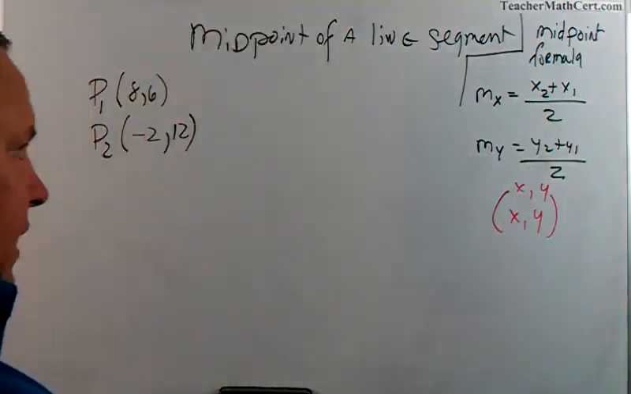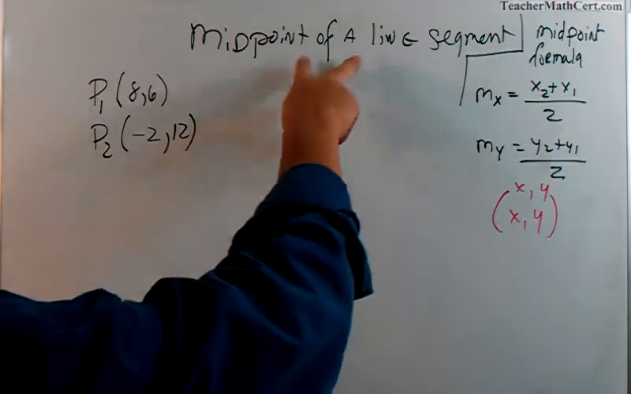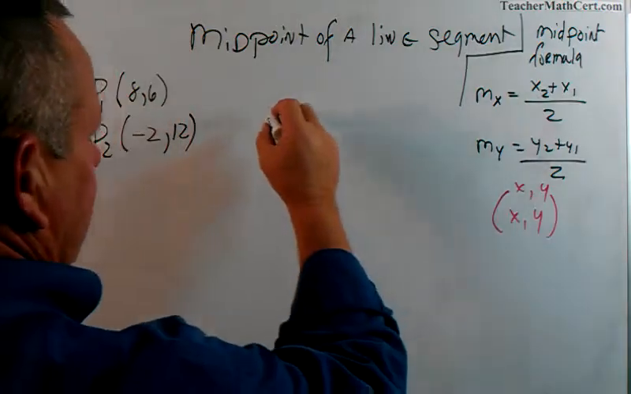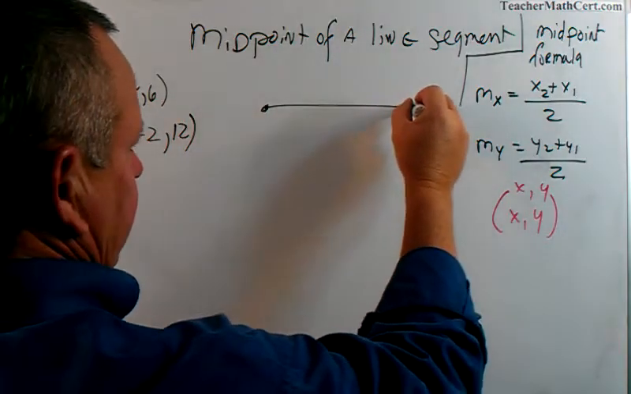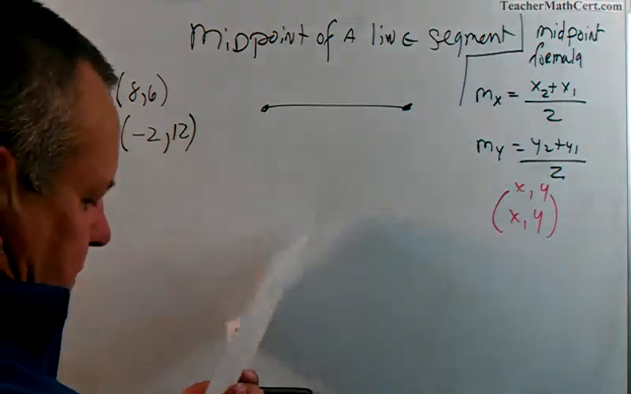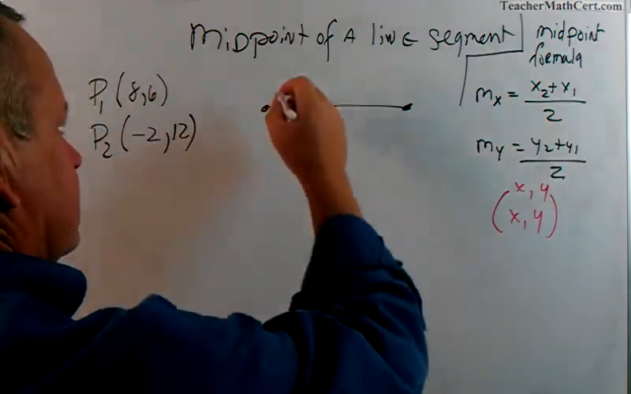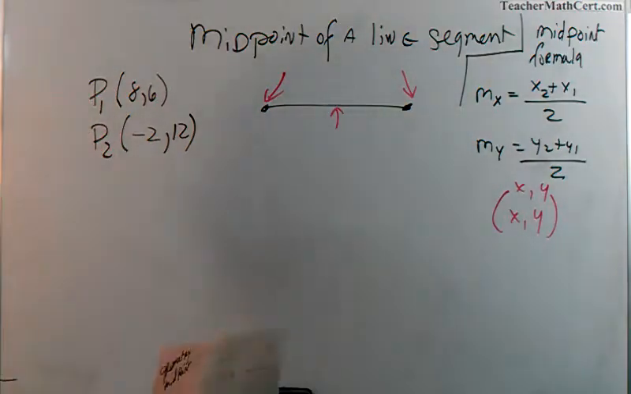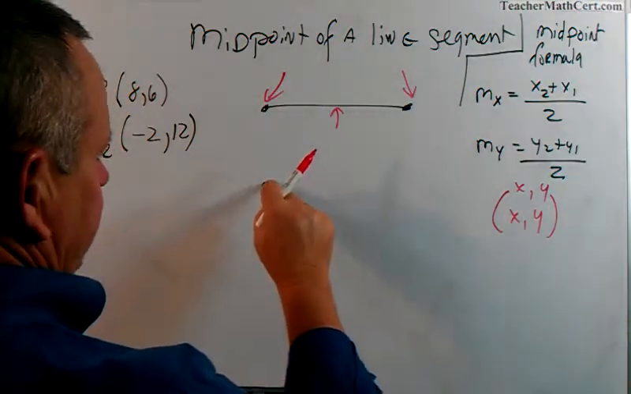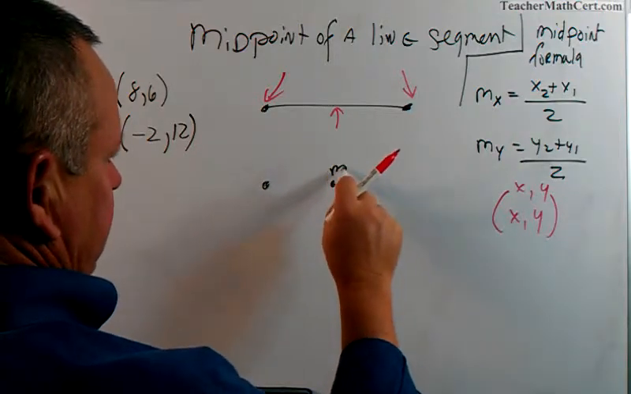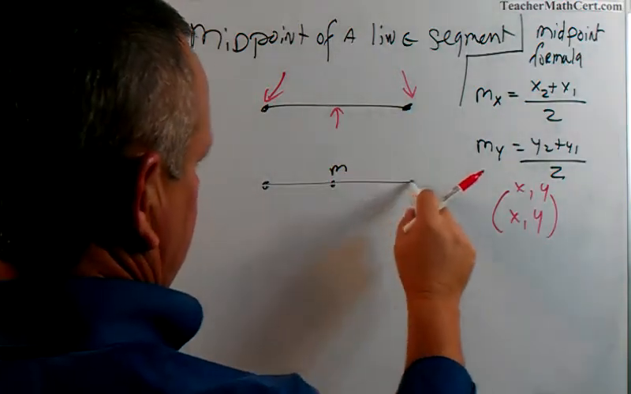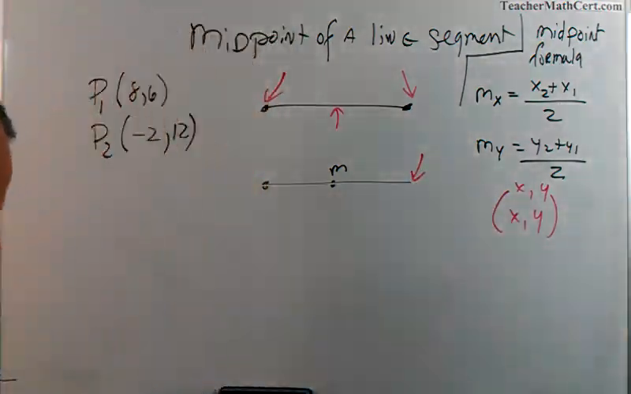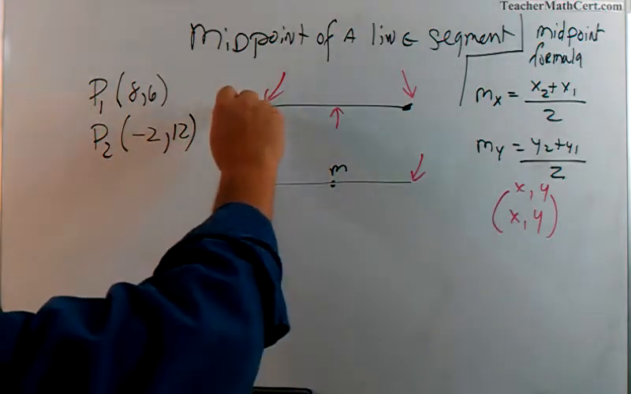Alright, we're going to do two types of midpoint problems. One is like this, where we're given these points right here, and we're asked to find this point, the midpoint. The other one is we're given this point and the midpoint, and we're asked to find this point. Okay? We're going to do this one first here, okay?